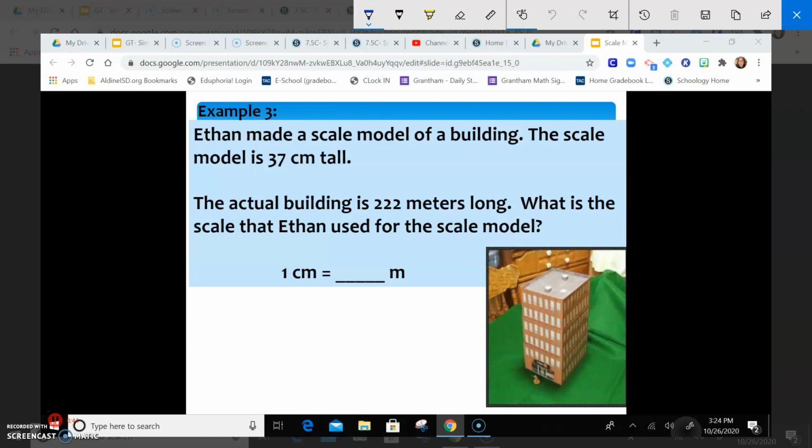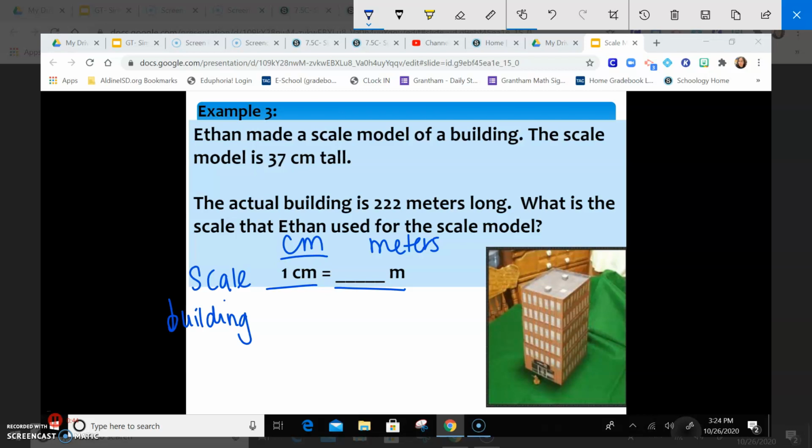So if I look at the scale, it kind of already set up some labels for me. I have centimeters on the left side and meters on the right side. So I'm going to stick with those as my labels. Centimeters here, meters here. I know that I'm doing a proportion, so I'm going to make those into my ratios. And then for my other labels on the left-hand side, I'm going to use the scale because that's what I'm trying to find here. And I'm going to use the building for the other label because I'm talking about a scale model of a building.